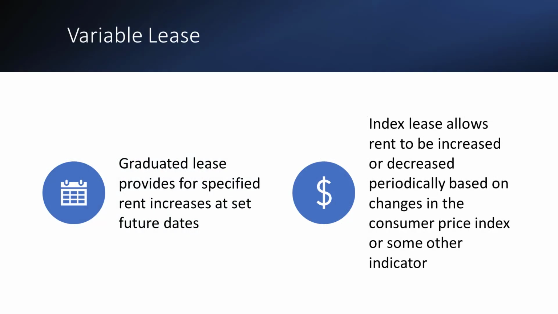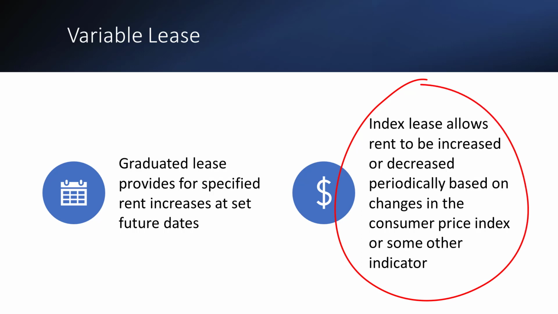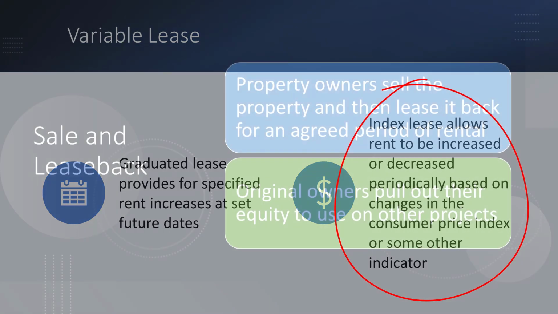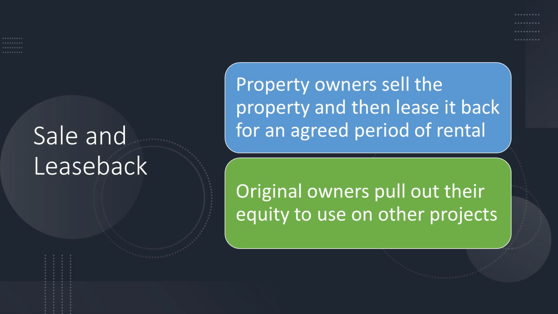Variable lease, meaning the rent can vary. A lease may allow for increases in the rental charges during the lease term. Two types of variable leases. A graduated lease provides for specified rent increases at set future dates. An index lease allows rent to be increased or decreased periodically based on changes in the consumer price index or some other indicator.